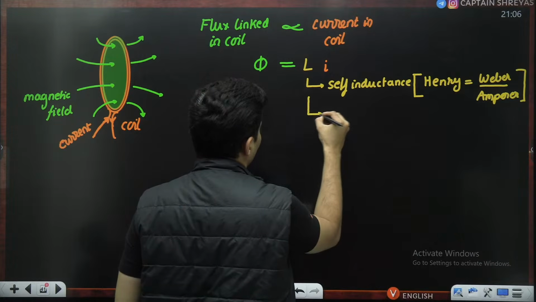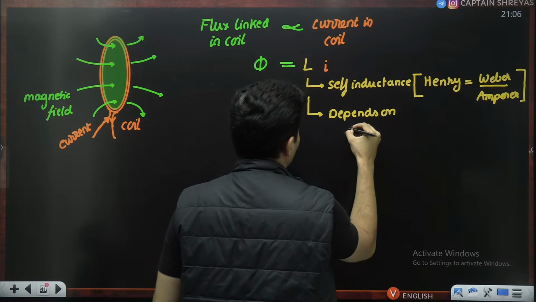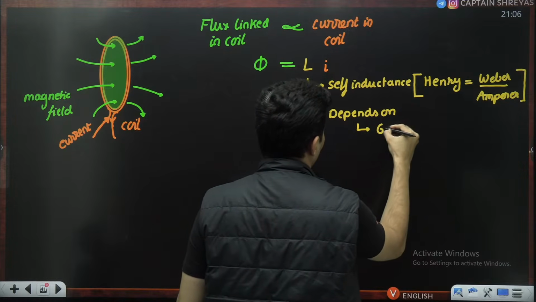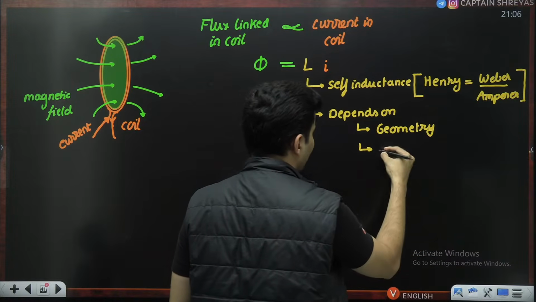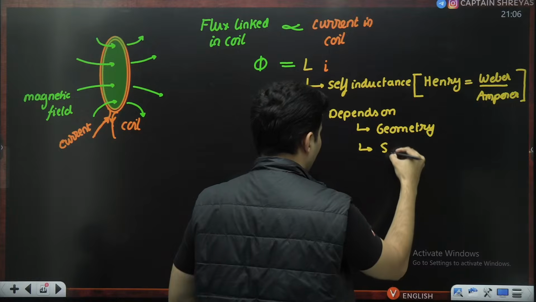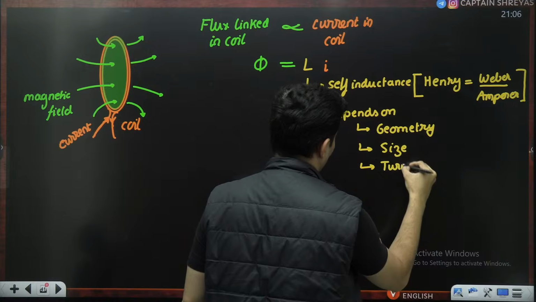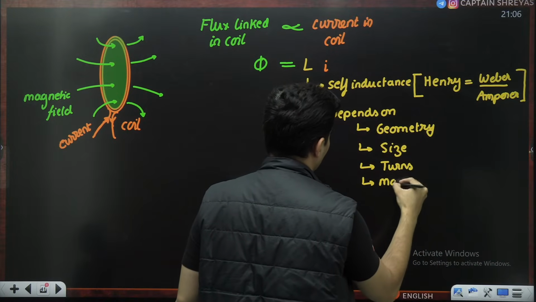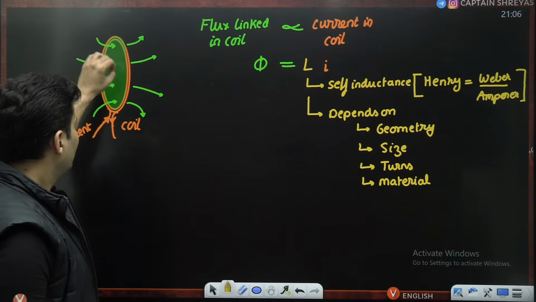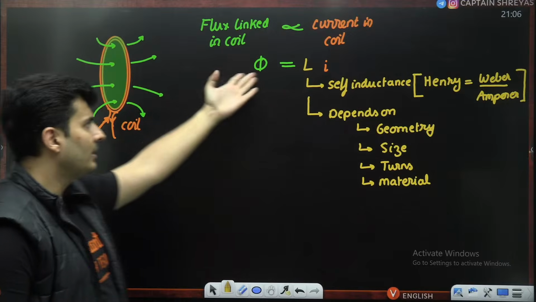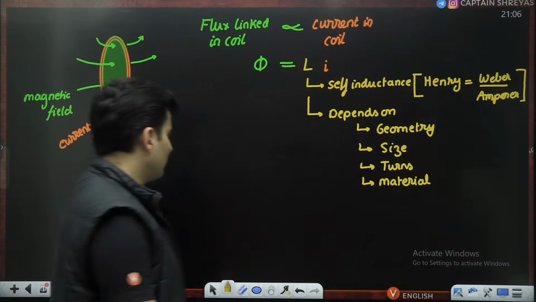This self-inductance depends on things like the geometry. That means whether it is circular, square, how many turns are there. It depends on the size of it, how big it is. It also depends on the number of turns and all of that. It also depends on the material present inside. If there is some ferromagnetic material, it will increase the magnetic field. If there is a diamagnetic material, it will decrease the magnetic flux, hence affecting this. So that is what it basically depends on.